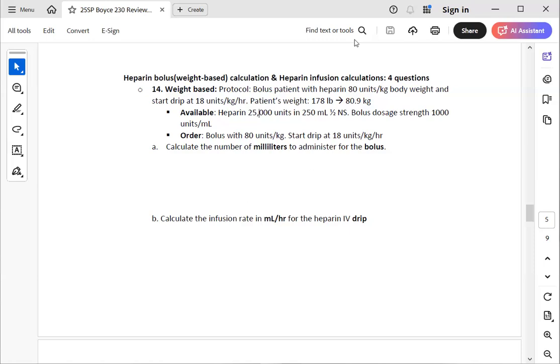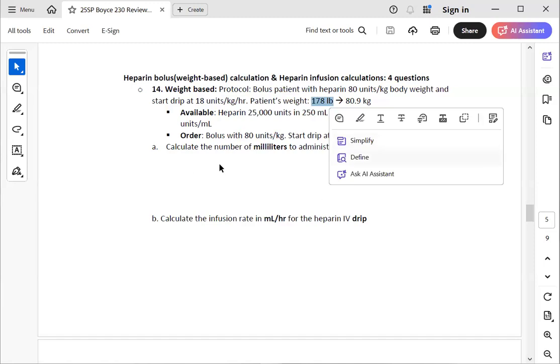Now, the nice thing about this is really the only thing that changes for the heparin protocol is the patient's weight. Once you solve the heparin protocol once, you've done it for everything. You just need to follow the steps. I personally use dimensional analysis to show you the steps, but you can certainly simplify it.